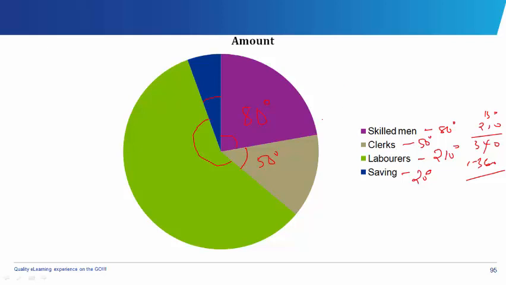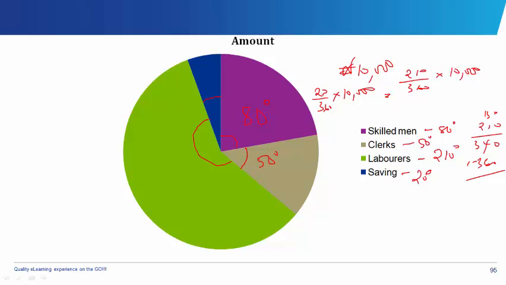So let's say the total amount to be spent is 10,000 naira. So since we already know the angles, therefore savings will be 20 over 360 times 10,000 naira. When we solve this, we have the final amount. And laborers, which is 210 degrees, will be 210 all over 360, then times 10,000 naira.